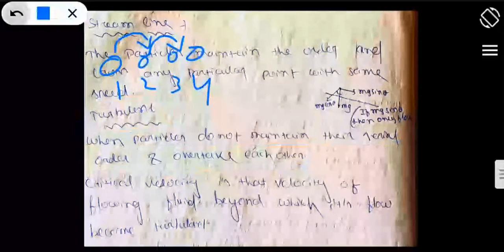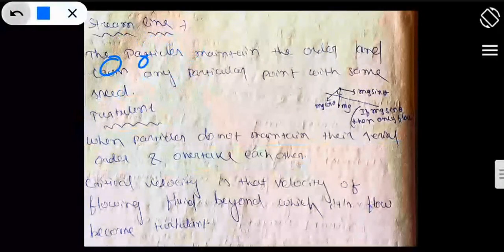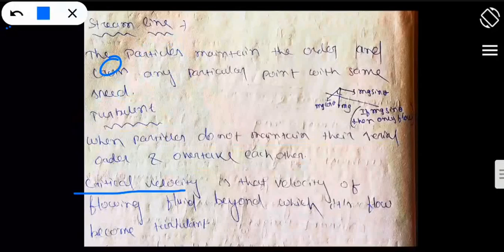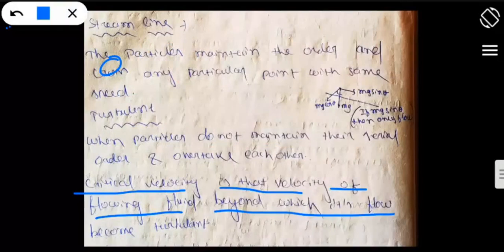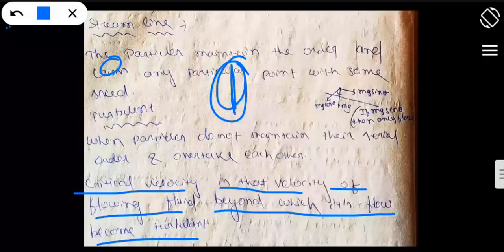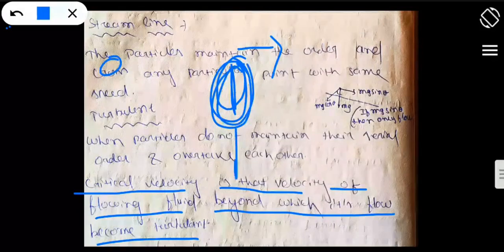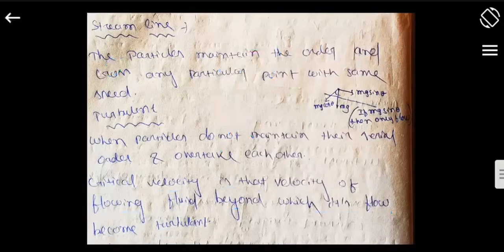So here you can get one question: what is critical velocity? Critical velocity is that velocity of the flowing fluid beyond which its flow will become turbulent. It is a threshold point. If the velocity of the water is more than this point, then it will become turbulent. That velocity is known as the critical velocity. This threshold velocity point is known as the critical velocity point. Clear, everybody? Switch on your mic and say yes if you understood.